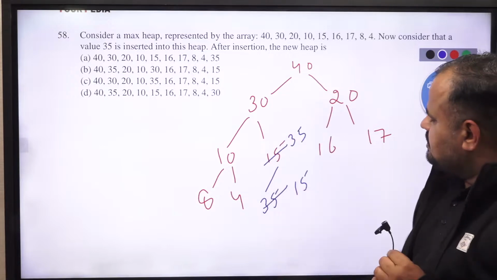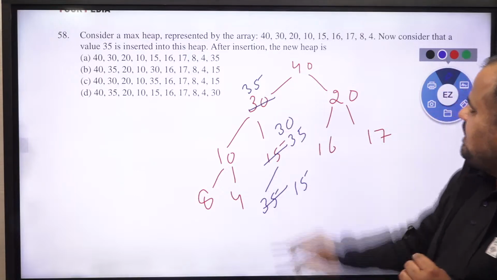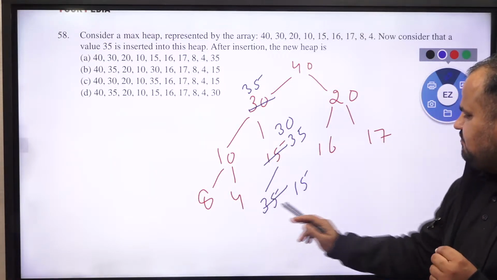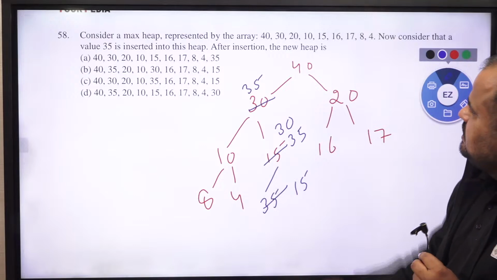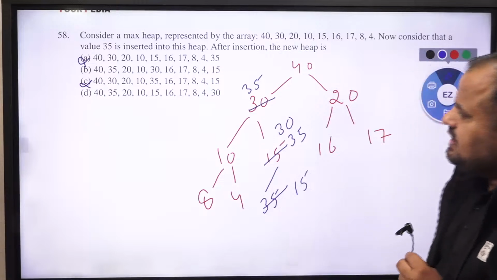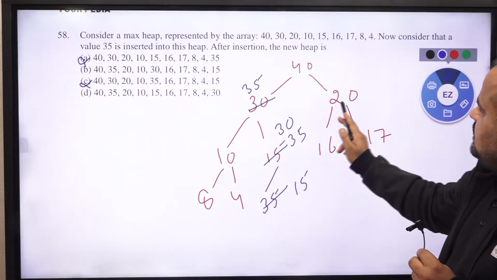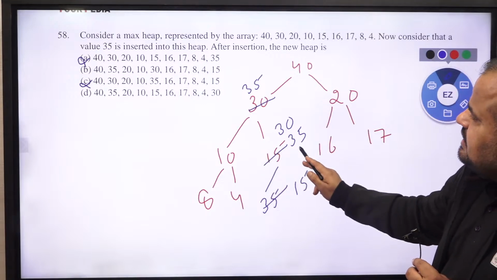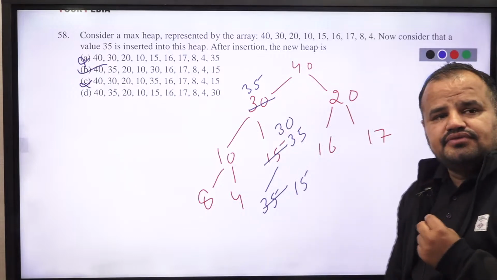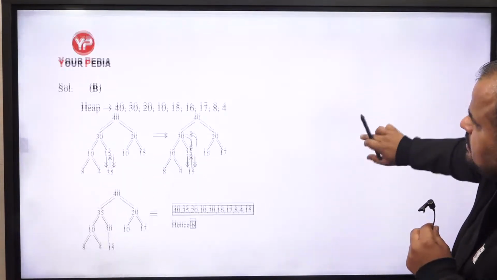Next, again compare with the root; if it is smaller, then perform the swap operations. So the final answer is 40, 35, 20, 10, 30, 16, 17, 8, 4, and 15. So what is the right answer? 40, 35 will be the next, so option A and C we can eliminate. So 40, 35, 20, 10, and then 30. So I think option B is the right answer. Keep in mind option B. Fine, my dear students. Next, move on to the next problem. Option B is the right answer.